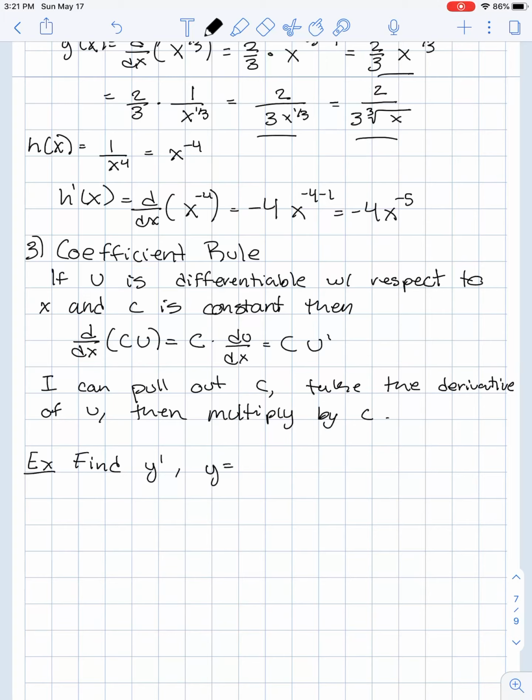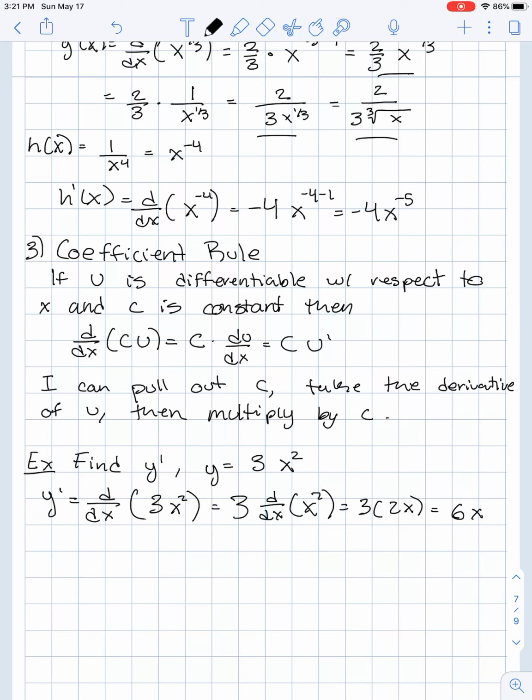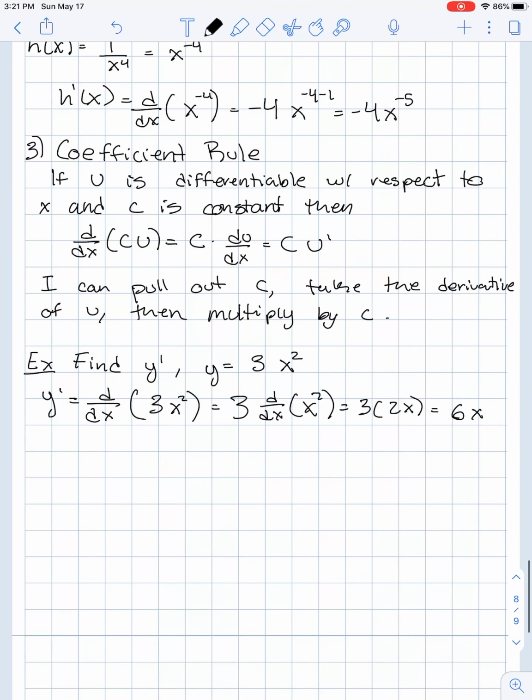We're going to find y prime when y equals 3x squared. So y prime is going to equal the derivative with respect to x of 3x squared. I can pull that 3 out and just focus on the derivative of x squared, which we know from power rule is 2x. And then I can multiply that 3 back in. And that's how I get 6x. Okay? So we'll go into more examples of this as we add on more rules.